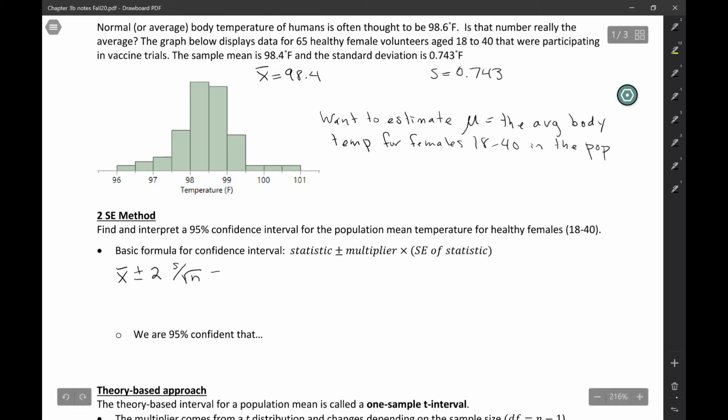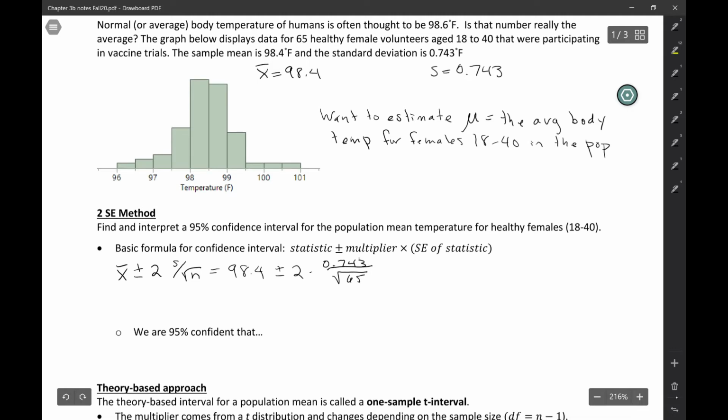Okay, so plugging that in, we've got 98.4, that's our sample mean, plus or minus 2, and then we're going to take our standard deviation, 0.743, and we're going to divide that by the square root of n, so the square root of the sample size, square root of 65.